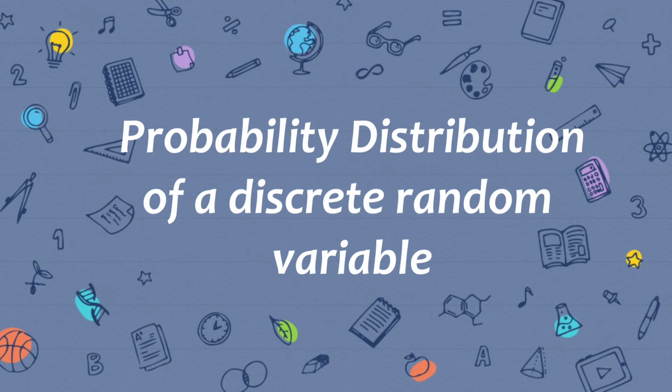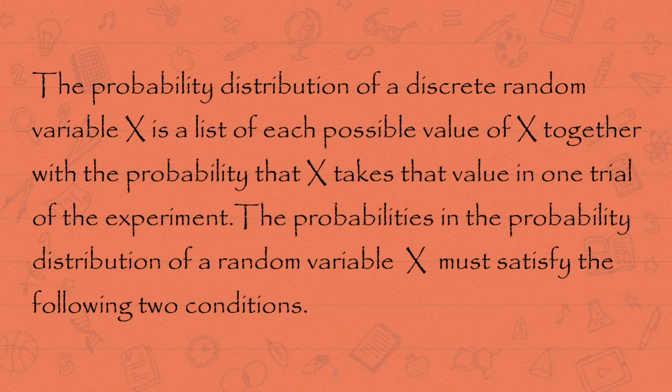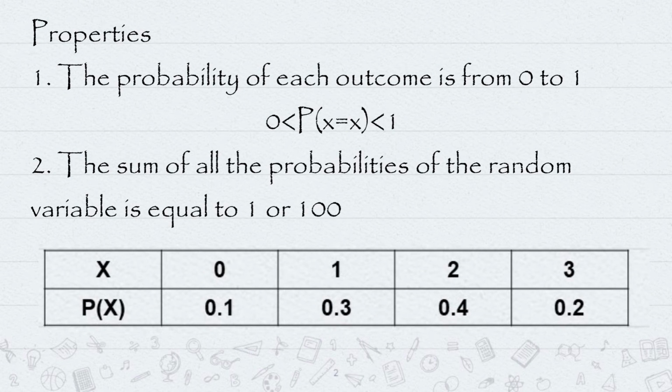Probability distribution of a discrete random variable. The probability distribution of a discrete random variable x is a list of each possible value of x, together with the probability that x takes that value in one trial of the experiment. The probabilities in the probability distribution of a random variable x must satisfy the following two conditions. One is each probability must be between 0 and 1, and the sum of all possible probabilities is 1.